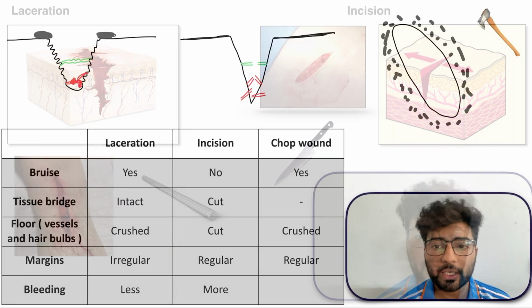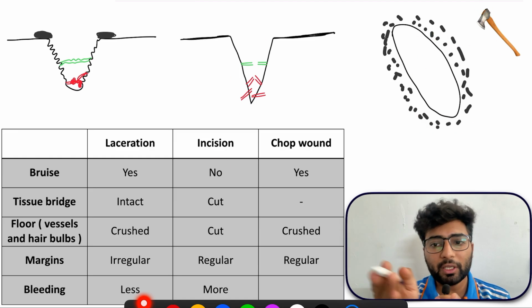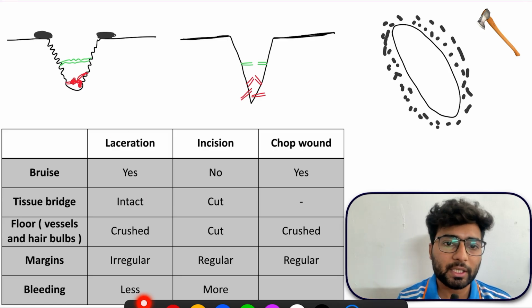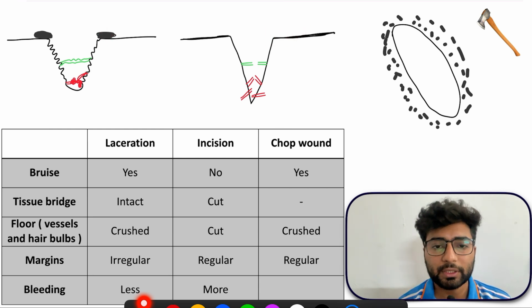Let's look at the diagram over here. See, this is a diagram of laceration, this is a diagram of incision, and this is a chop wound that is caused by an axe, that we'll learn at last. First focus on laceration and incision. See, first one I told you, in laceration there is pressure, right? So there is bruising over here, while there is no bruising in the incision.